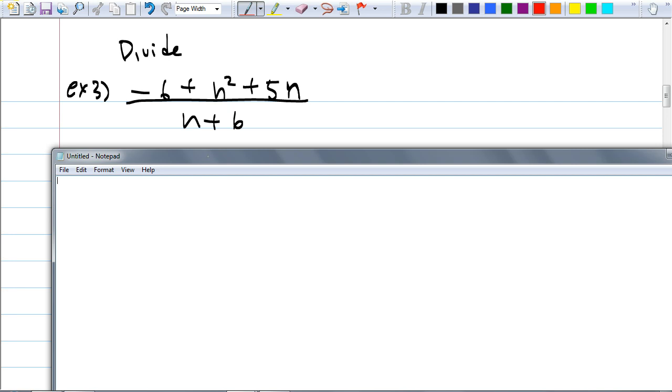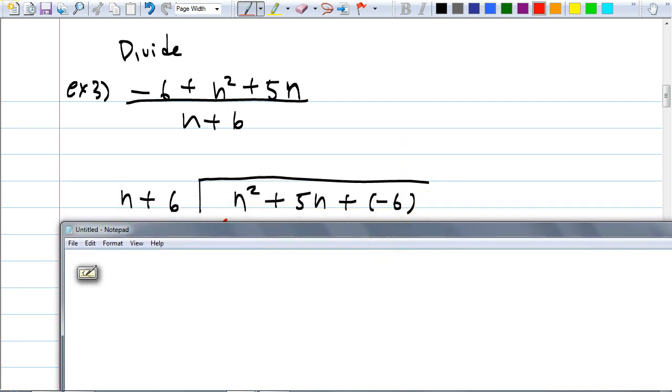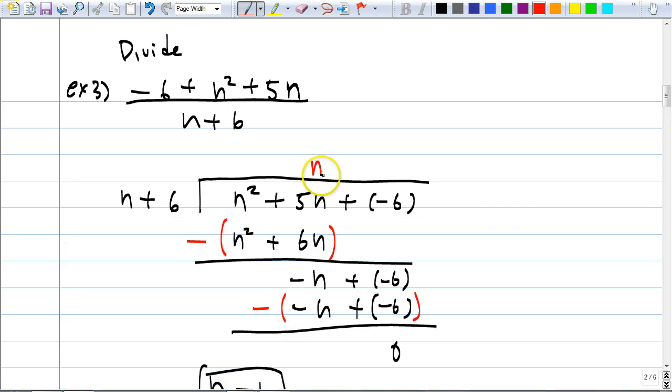All right, so, guys, take a look at these now. Did you all write it this way? N squared plus 5n plus -6. I even changed the position. All right. Lydia, tell me what to write first. What do I need to do? I look at n and n squared, right? How many times does n go into n squared? N times is correct. Did you all write n here like this?